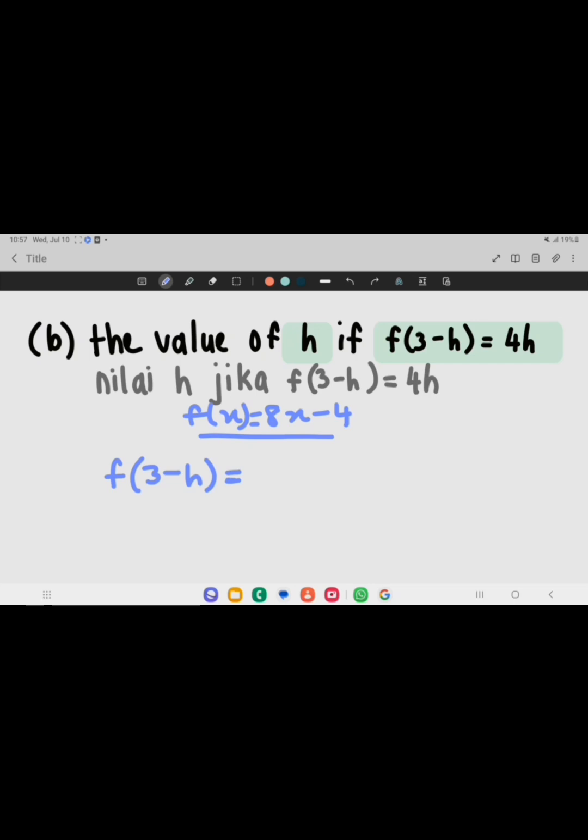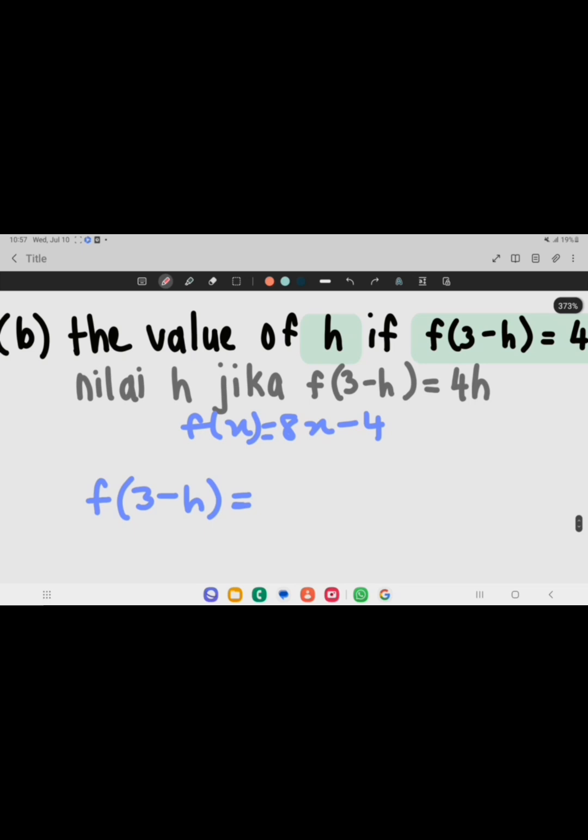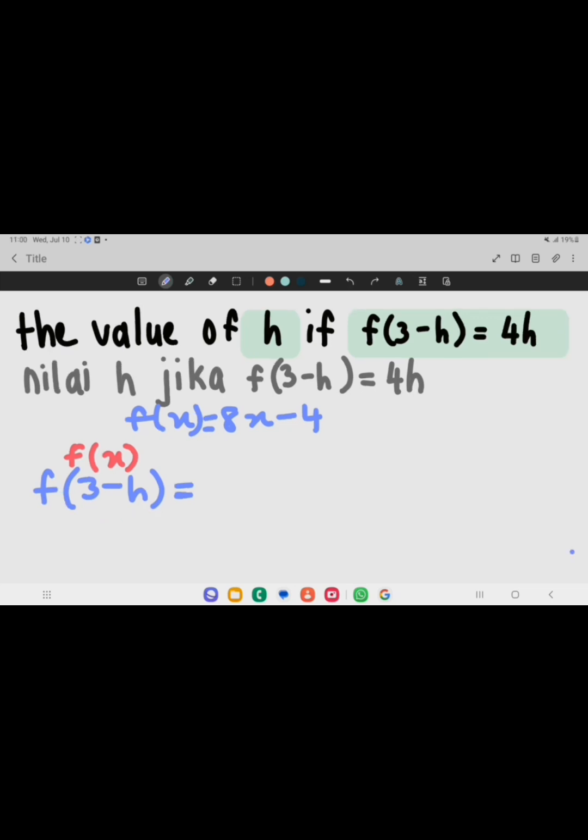So how to find the f3 minus h from the fx given to you is, in the previous video, I said that anything inside the bracket actually represents your x, and outside it, you just follow whatever is given in the question. In this case, they are giving you f, so you just write it as f. So the f3 minus h actually comes from fx. So what is your fx? Fx is 8x minus 4. But now you don't want to find fx, you want to find f3 minus h.